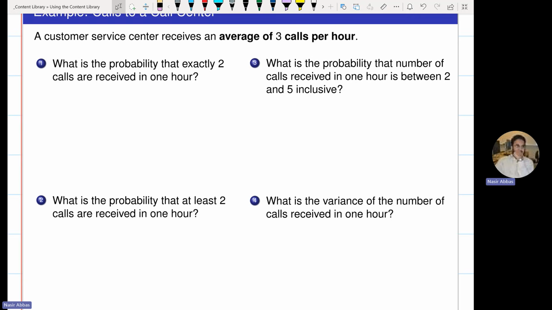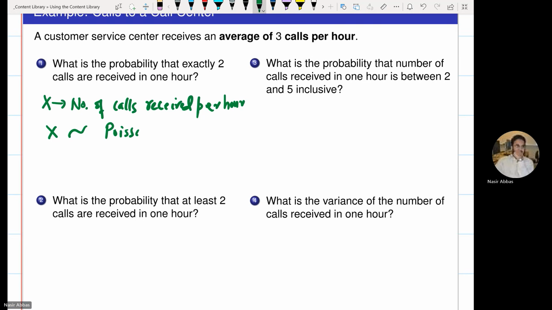Now, what is X here? Number of calls received per hour. What is the distribution of X? Poisson, with lambda. What is lambda? Lambda is the average number of calls per hour, the average of X.